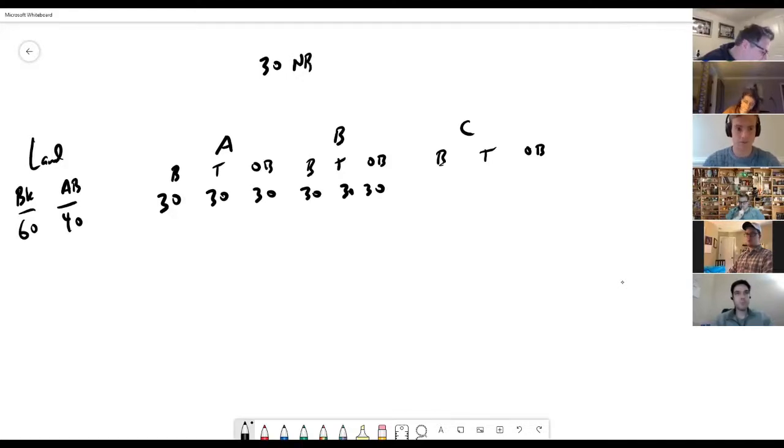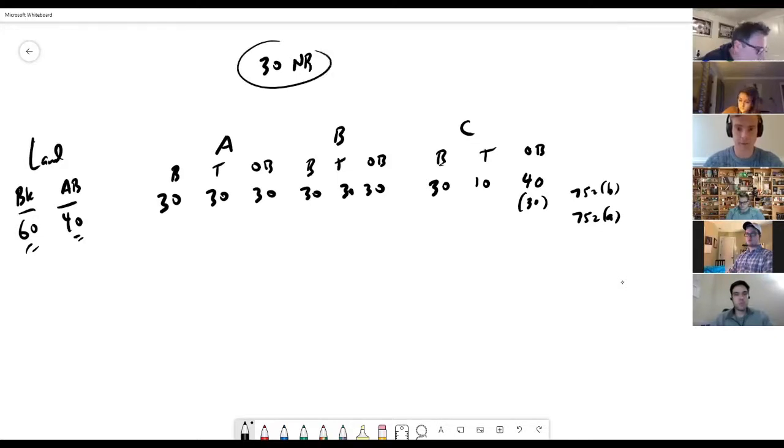So C's book capital account would be 60 less 30, which would be 30. Tax capital account is going to be 40 less 30, which is 10. C's outside basis starts at 40. And then under 752(b), he's shedding 30. And the question is, how do we share this debt among the partners?